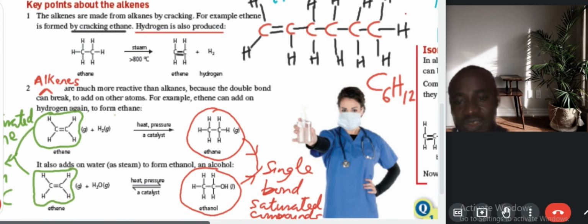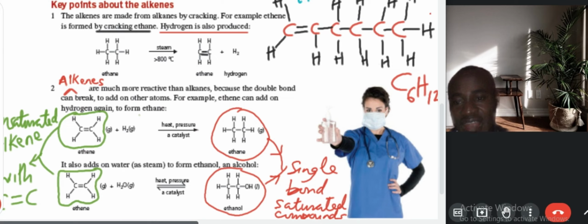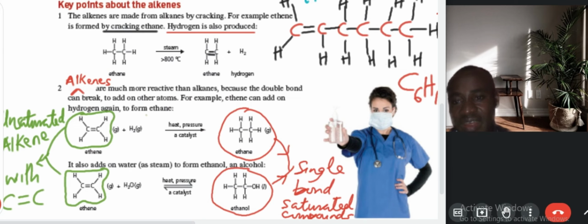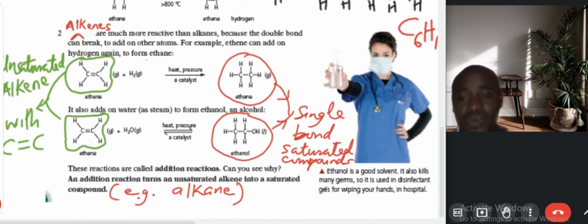Now, if you notice, the ethene itself is unsaturated. Now, when it combines with hydrogen, it forms ethane that is saturated. This combination reaction is what we call addition reaction. So an alkene can undergo an addition reaction. An example is ethene combining with hydrogen to form ethane.